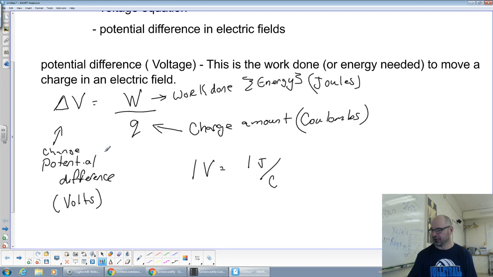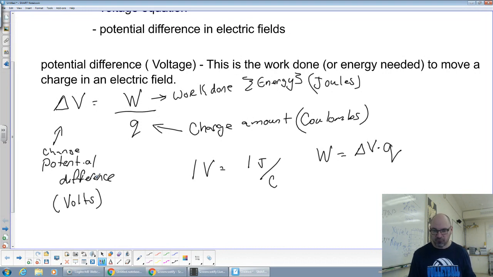If you look at the equation, that's a basic equation. Often you'll see that equation written in this form: work done equals change in voltage times Q. Often it's written like that instead of in this particular way, but they're both the same equation, just one's written as a fraction and the other's written as a multiplying statement.